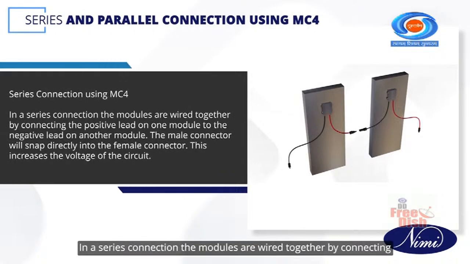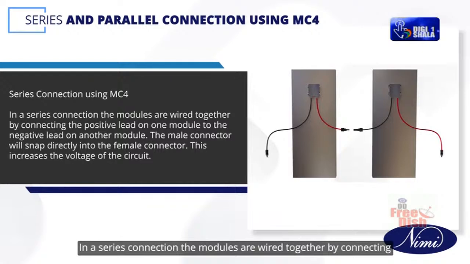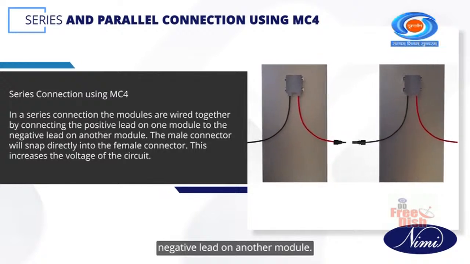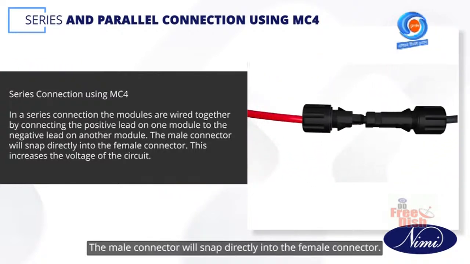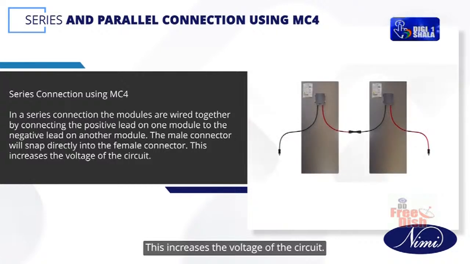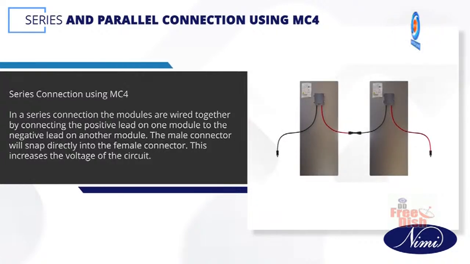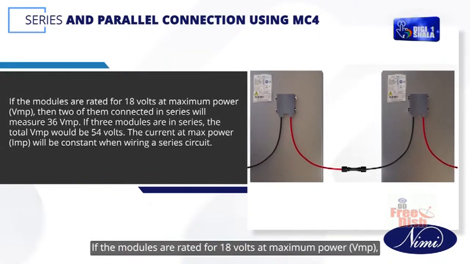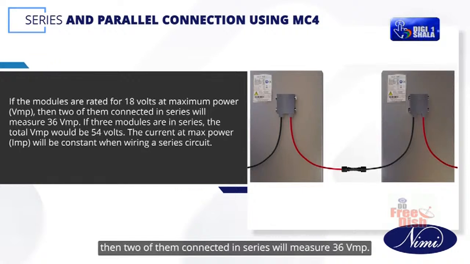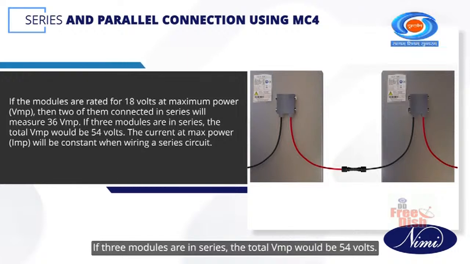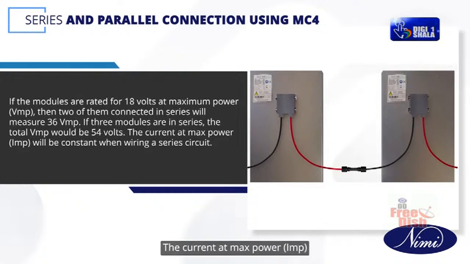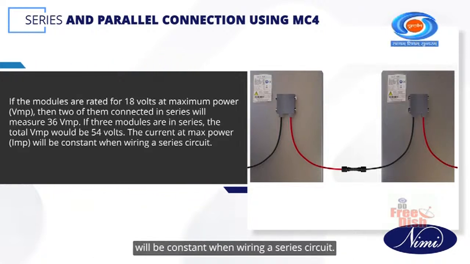In a series connection, the modules are wired together by connecting the positive lead on one module to the negative lead on another module. The male connector will snap directly into the female connector. This increases the voltage of the circuit. If the modules are rated for 18 volts at maximum power, VMP, then two of them connected in series will measure 36 VMP. If 3 modules are in series, the total VMP would be 54 volts. The current at max power, IMP, will be constant when wiring a series circuit.